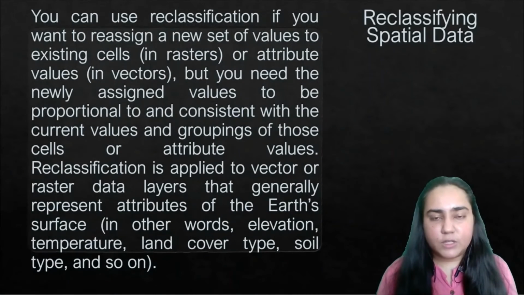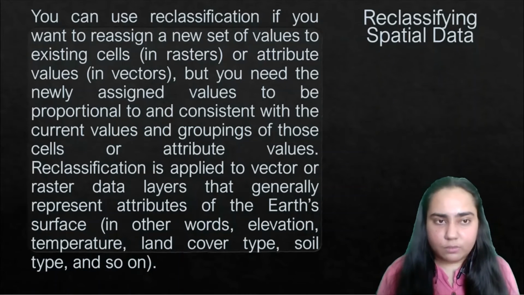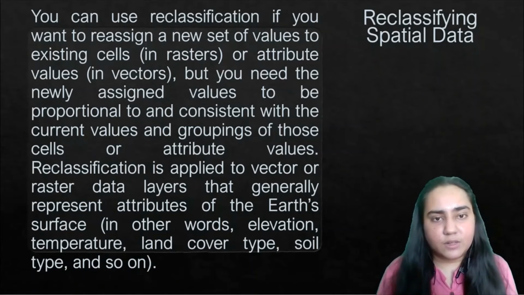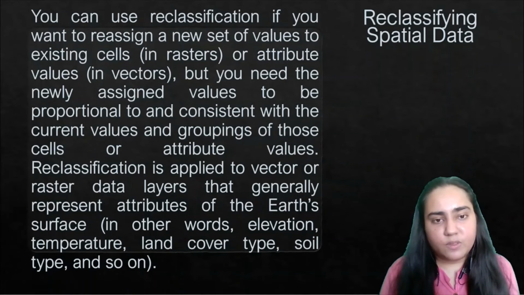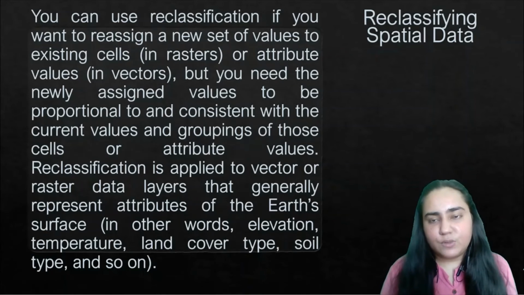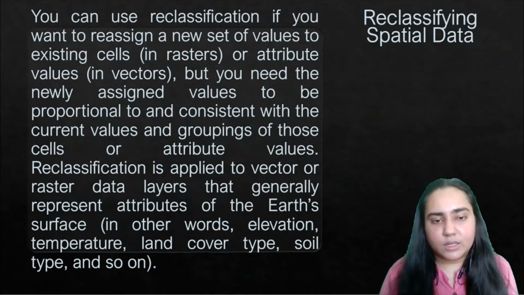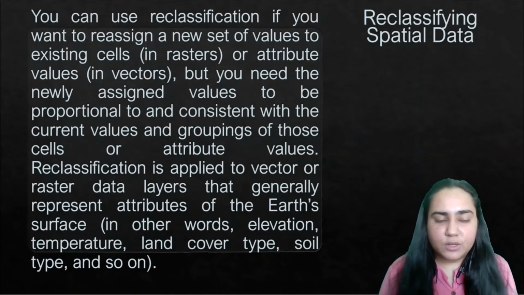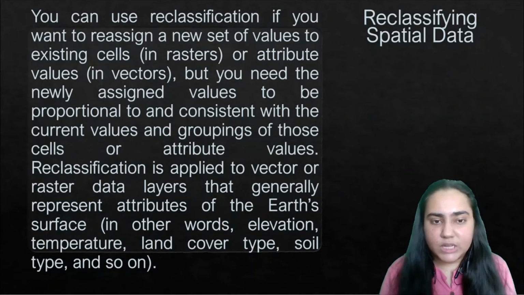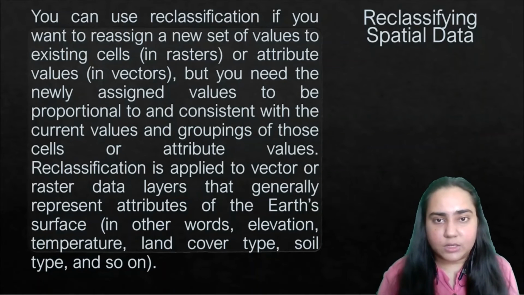You can use reclassification if you want to reassign a new set of values to existing cells or attribute values, depending on whether it's raster or vector. But you need the newly assigned values to be proportional to and consistent with the current values and groupings of those cells or attribute values, right? So you have a new set of values that you want to apply to your existing cells or attribute values, but you cannot just apply those directly. You have to make sure that they are proportional and consistent with whatever the current values are for those cells and attributes.